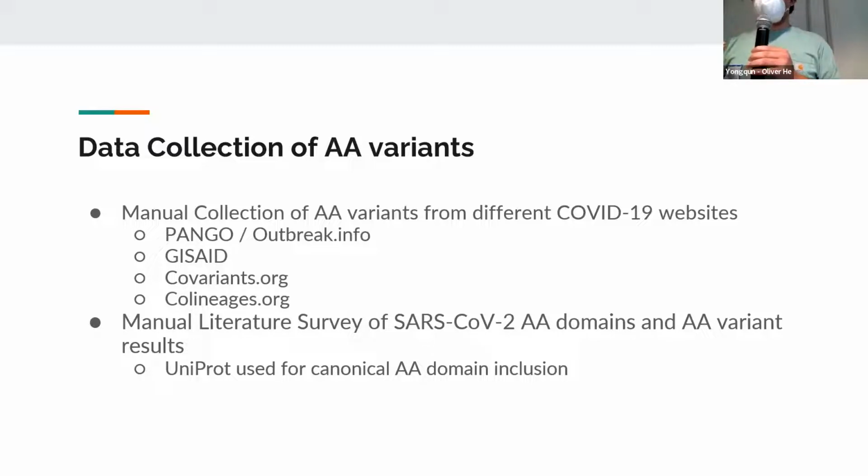Finally, when it comes to actually taking a look at the specific domains or any other annotation features, I've used the above resources and the literature survey to look for experiments to see any other changes, both for domain inclusion and for the effects that variants have on the SARS-CoV-2 or COVID-19 disease process.